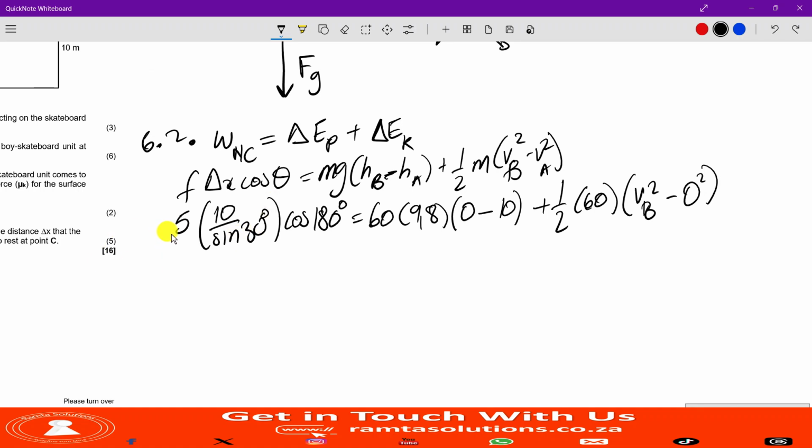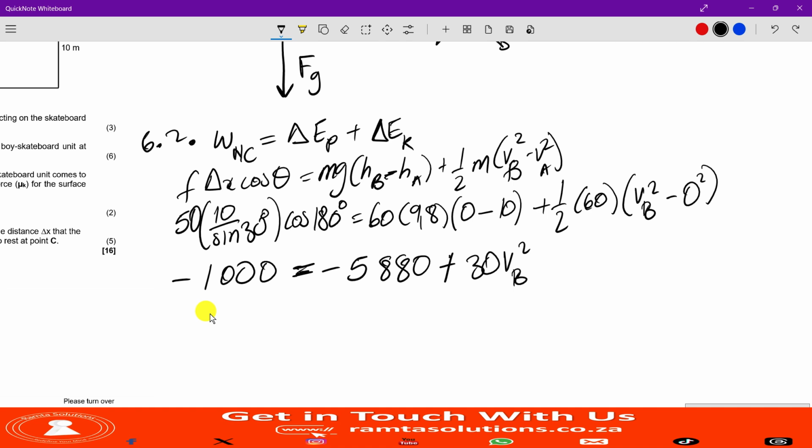Right. Oh, the frictional force was 50, guys. So 50 times 20 will be negative 1000. This part is negative 1000. And then 60 times 9.8 times 10 will be negative 5880, plus 30 v sub B squared. Now we have 4880.